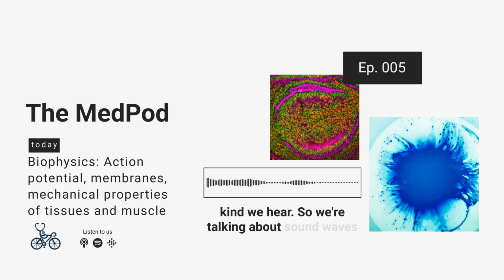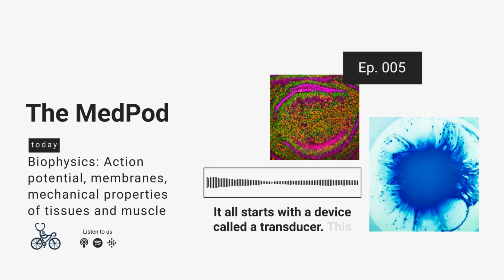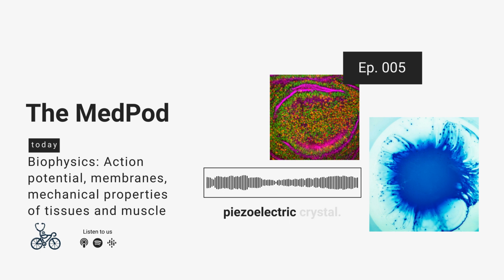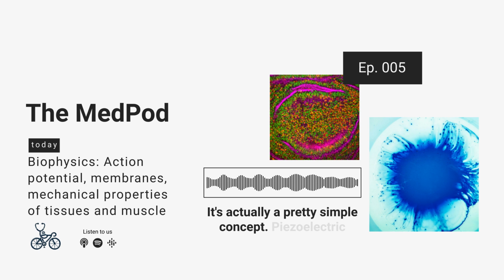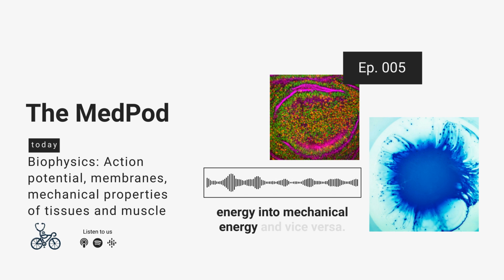And as you mentioned, it relies on sound waves, but not the kind we hear. So we're talking about sound waves beyond the range of human hearing. How does that even work? It all starts with a device called a transducer. This little gadget contains a special material called a piezoelectric crystal. Piezoelectric. That sounds complicated. It's actually a pretty simple concept. Piezoelectric materials have this unique ability to convert electrical energy into mechanical energy and vice versa.